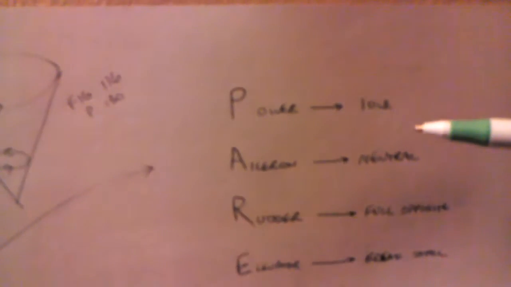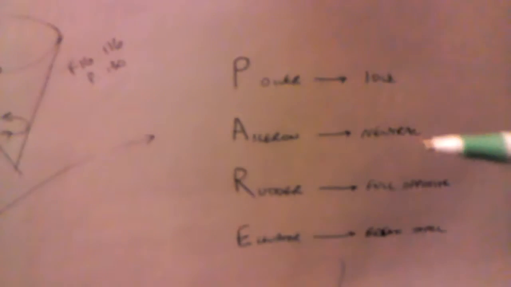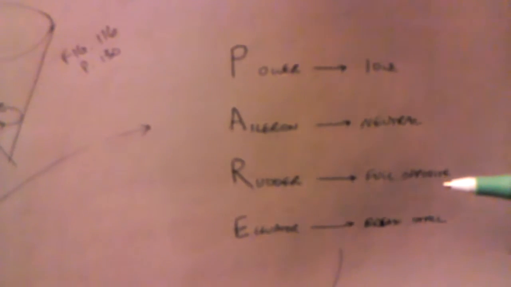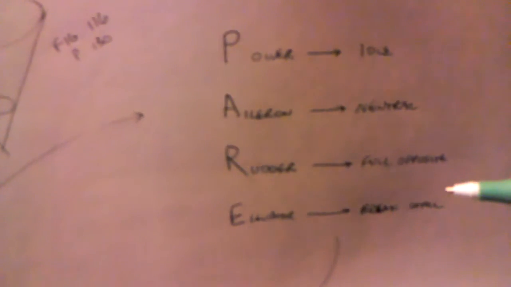So the recovery technique for a spin, the standard recovery technique, you can remember with an acronym, P-A-R-E, or PARE. So this stands for the power, you want it idle, so a very low power setting. The ailerons, you want neutral. The rudder, full opposite of the direction of the turn. So if you're spinning to the left, full right rudder. And the elevator, you want to break the stall.